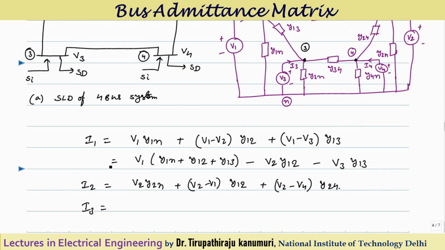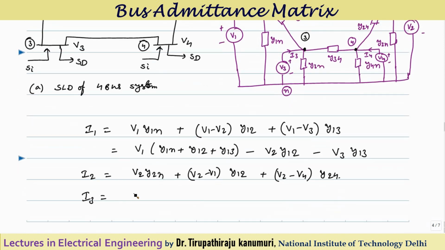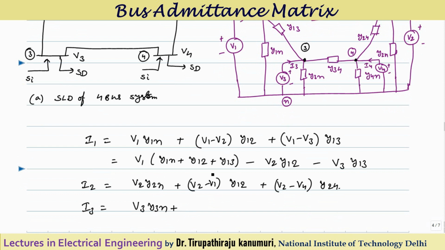So I3 also will be equal to I3. I3 means from node 3. From node 3, what is there? V3 multiplied by Y3N, that is 1. And between node 3 and node 1 also there is a connection. That means this is node 3 minus node 1 voltage multiplied by Y13. That is because of node 3.